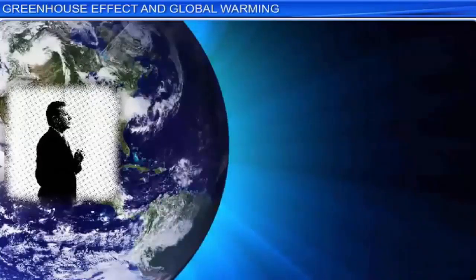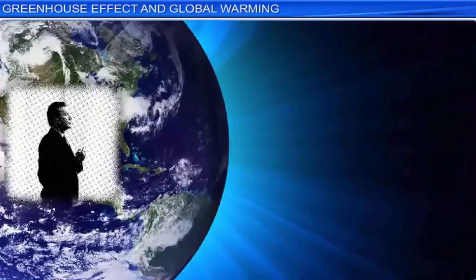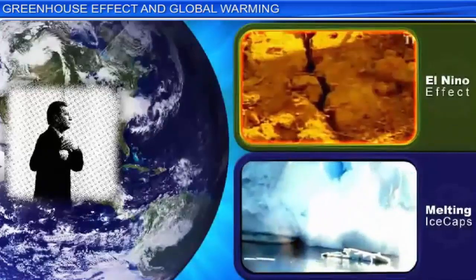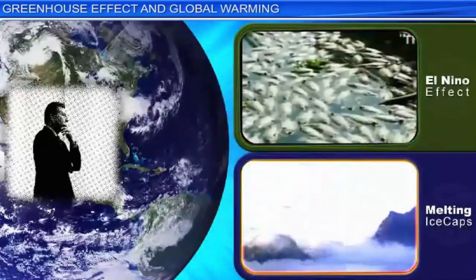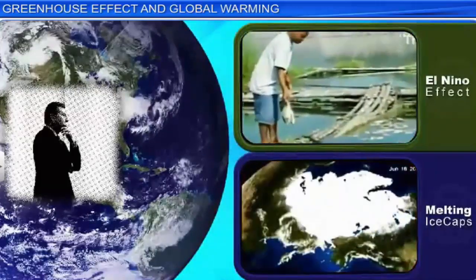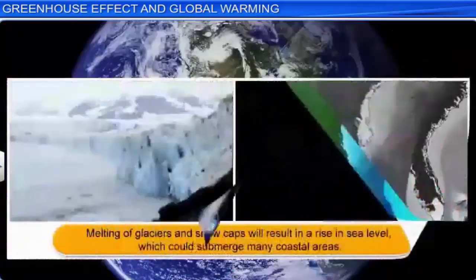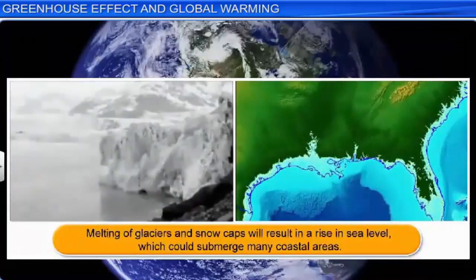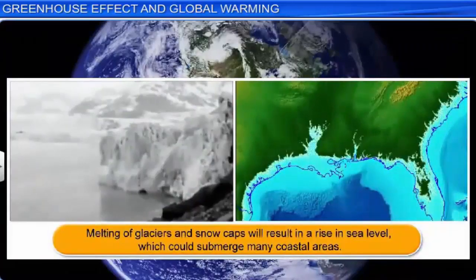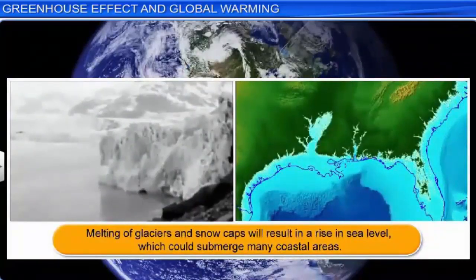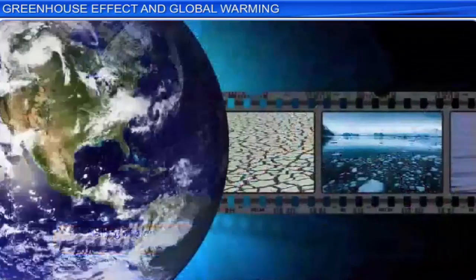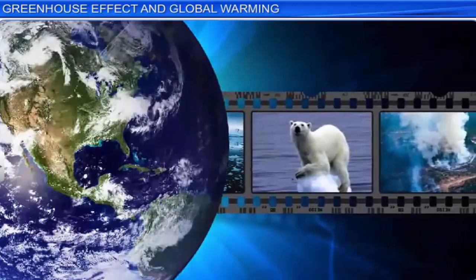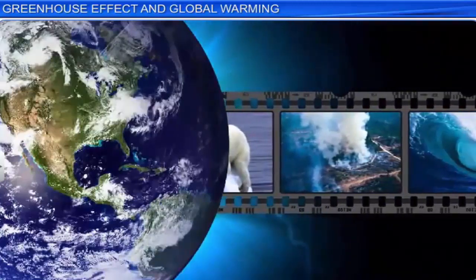Scientists believe that this rise in temperature is resulting in odd climatic changes such as the El Niño effect and melting of polar and mountain ice caps. This active melting of glaciers and snow caps will result in a rise in sea level, which could submerge many coastal areas. Global warming may have several adverse effects in future, which scientists are still researching.